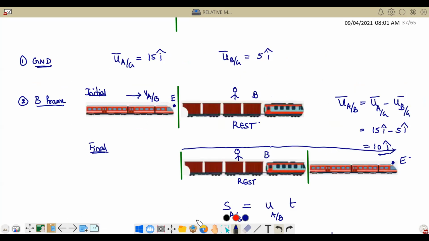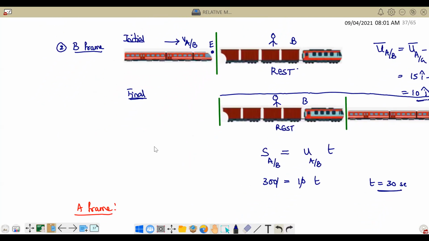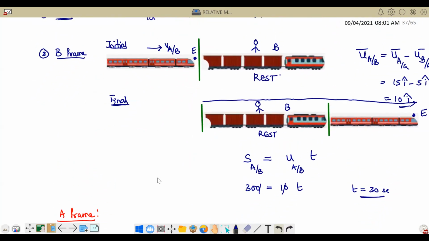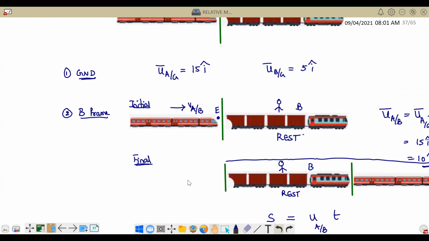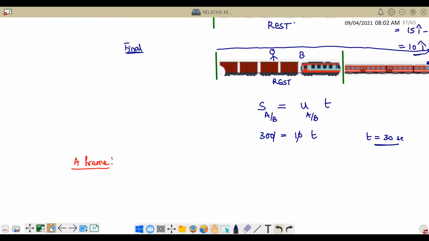By the way, this previous problem you solved from the A frame, no? You got the same answer. If you stand on A, A is at rest. Then B has to move. Then with what velocity will B move? Tell me. The velocity of B with respect to A. What is the velocity?